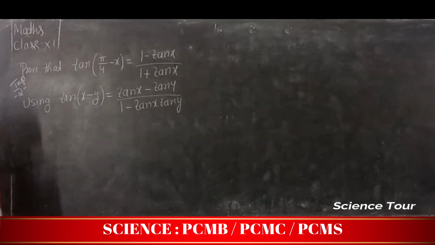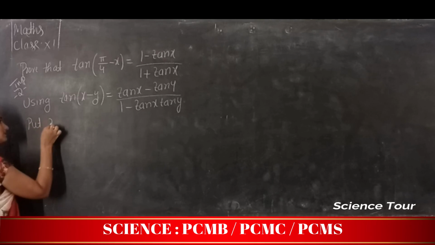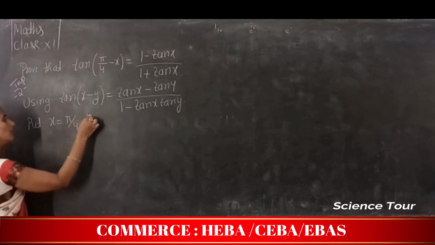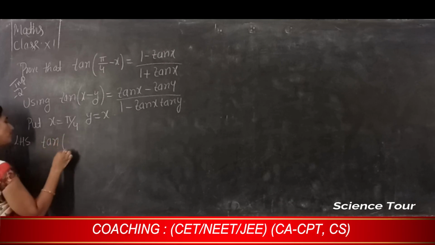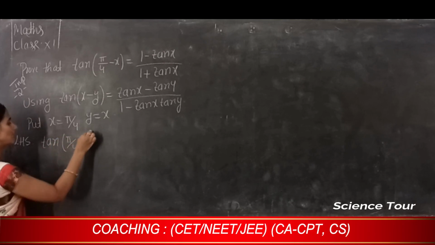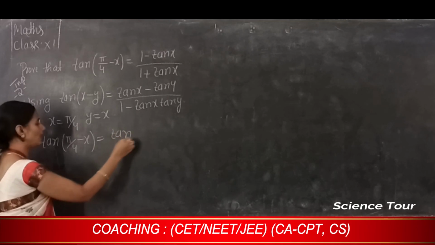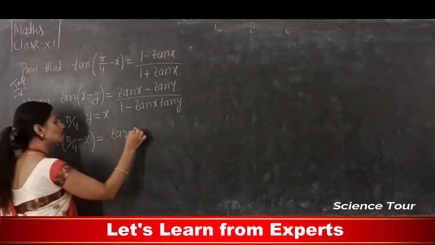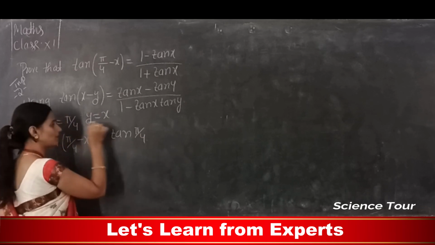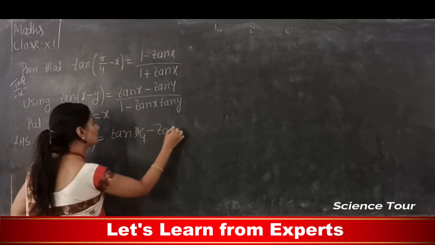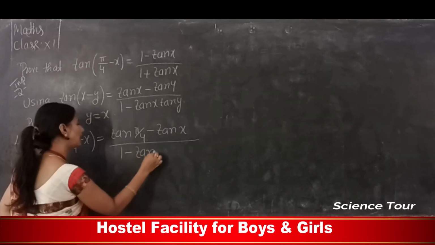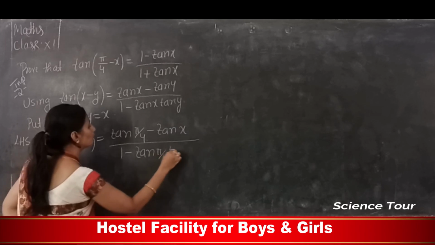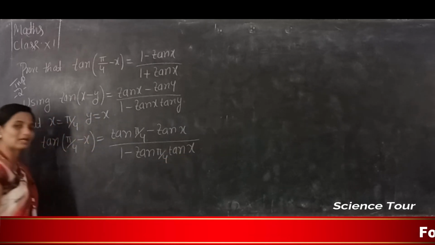Right? So now substitute: put x is equal to pi by 4 and y is equal to x. So now the LHS side is tan(pi by 4 minus x). In the form of tan(x minus y), it is tan x, where x is pi by 4, minus tan y, where y is x, divided by 1 minus tan x, where x is pi by 4, into tan y, where y is x.